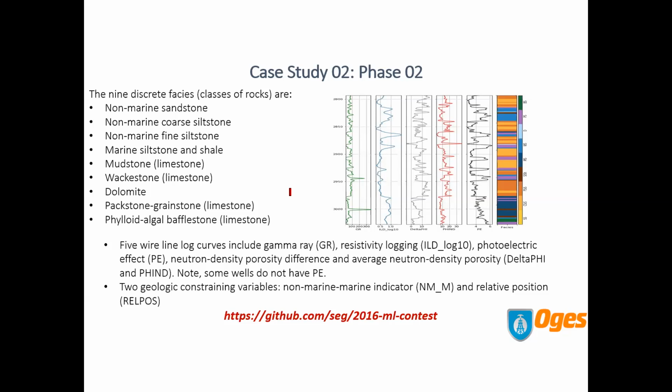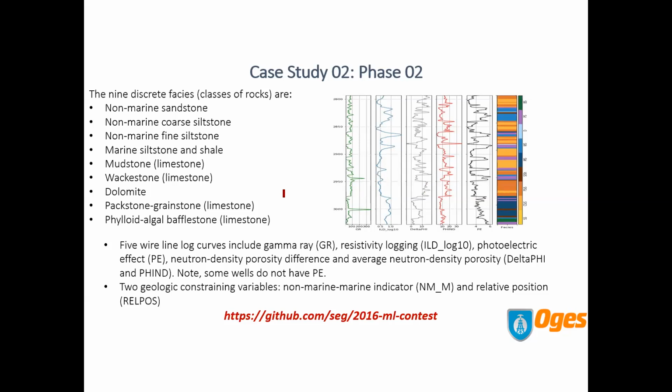Now, if you're not using open source, you may be able to emulate this in the software that you are currently using in your company. You could even transfer this to R as well. But essentially what we're looking at were 5 different wireline log curves. And these are the 5 here.